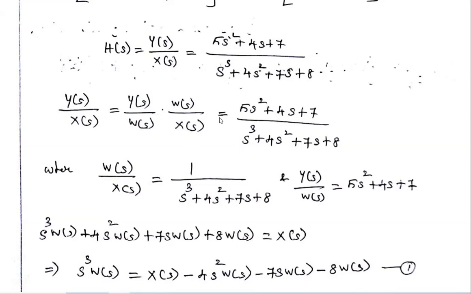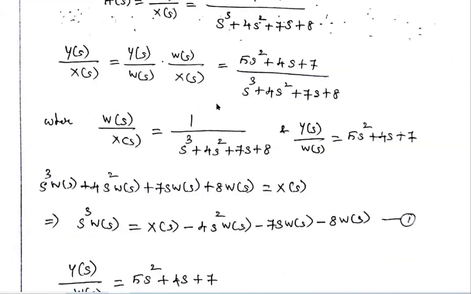Now we are going to split this numerator polynomial divided by the denominator polynomial. So we have to split this into two different polynomials. Let us see how to split this. Consider the second part, W(s) divided by X(s). You just consider this as 1 divided by the denominator. So 1 divided by the denominator value, you just take as W(s) divided by X(s).